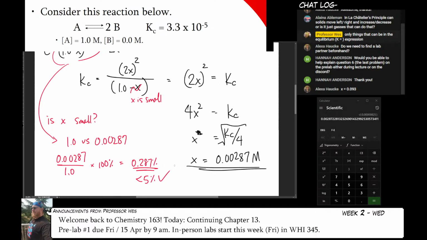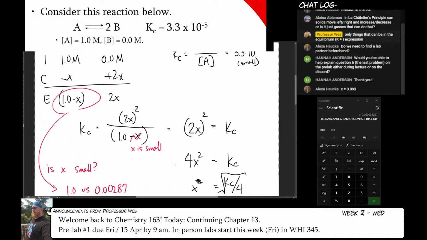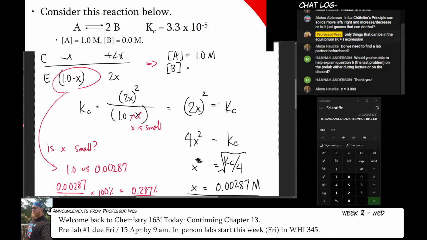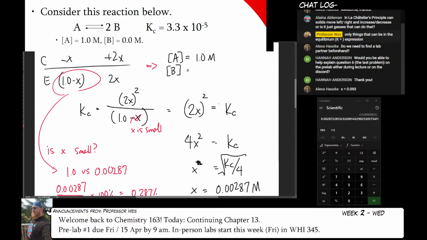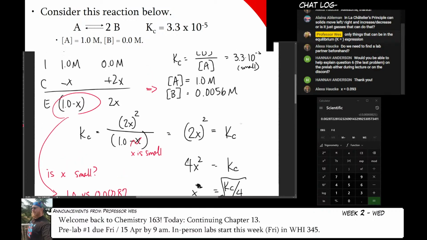So that means that for our pressures or our concentrations, when we're done with this and we go calculate the equilibrium expression with x in it, A would still be 1.0, and B would be 2 times x, which would be 0.0056 to 2 sig figs. 5.7 actually, but that's close enough.